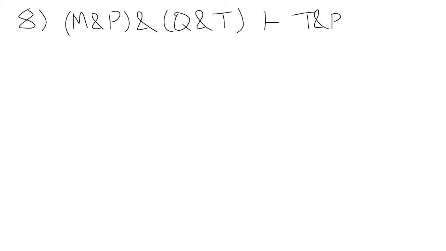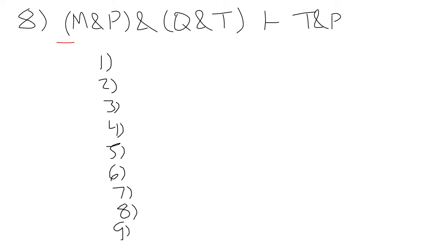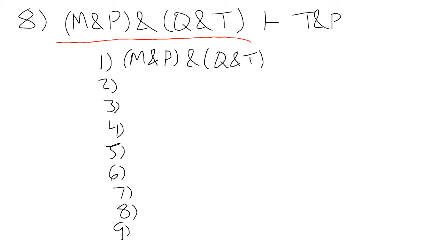Now we're on proof 8. Here we are going to just start by listing numbers again. How many premises do I have? I only have 1. So I want to write it out here on line 1, like that. It's a premise, so I'm going to put an A next to it.